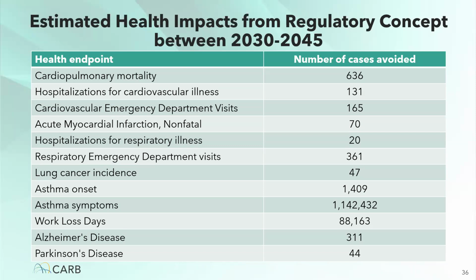Key results include 636 avoided premature cardiopulmonary deaths, 151 avoided hospitalizations for cardiovascular and respiratory illness, and 526 avoided emergency department visits for cardiovascular and respiratory-related illnesses. I'll now pass it over to Allison to discuss our building retrofit analysis.